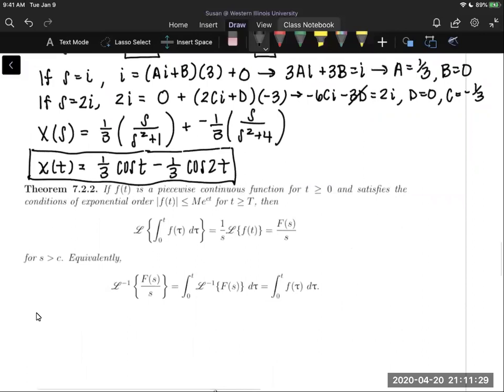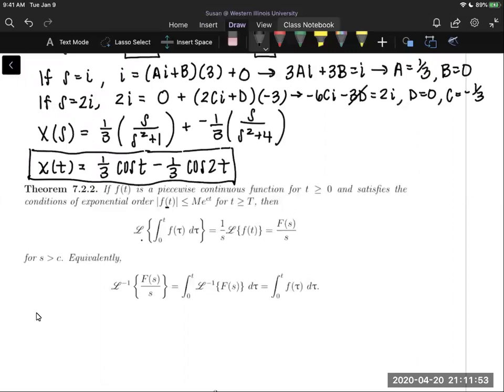All right, we have one more theorem here in this section. And what it's going to do is give us a relationship between applying the Laplace transform and how it relates to integrals. So our hypotheses here are: if f of t is a piecewise continuous function for t greater than or equal to 0, and it's of exponential order, then the following is true.